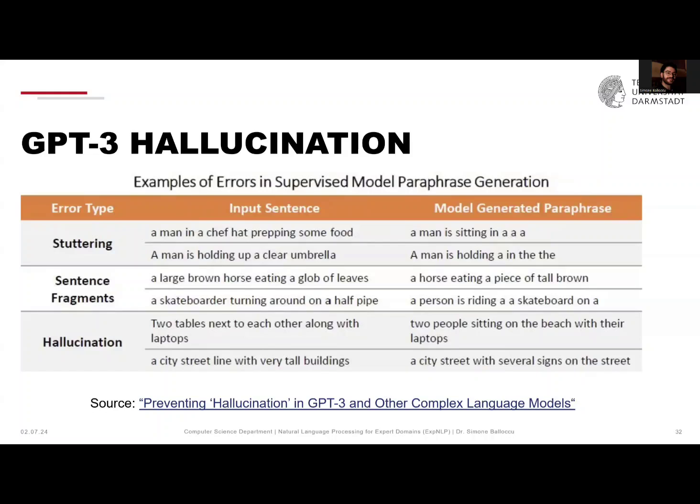And then you have the actual hallucination. So consider the sentence, two tables next to each other along with laptops. The model generates two people sitting on the beach with their laptops, but there's no mention of people in the input sentence. It is plausible that there could be people sitting at this table, especially if there are laptops, but we cannot say it's true. A city street lined with very tall buildings results in the model saying a city street with several signs on the street. Now, while it's probable that there are several signs on the street, this is not said in the original sentence.